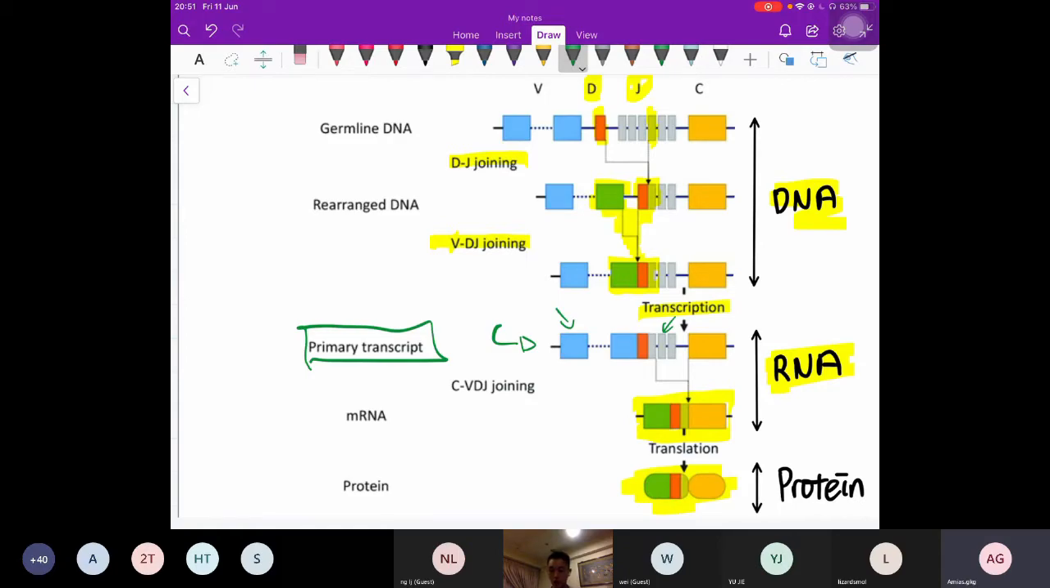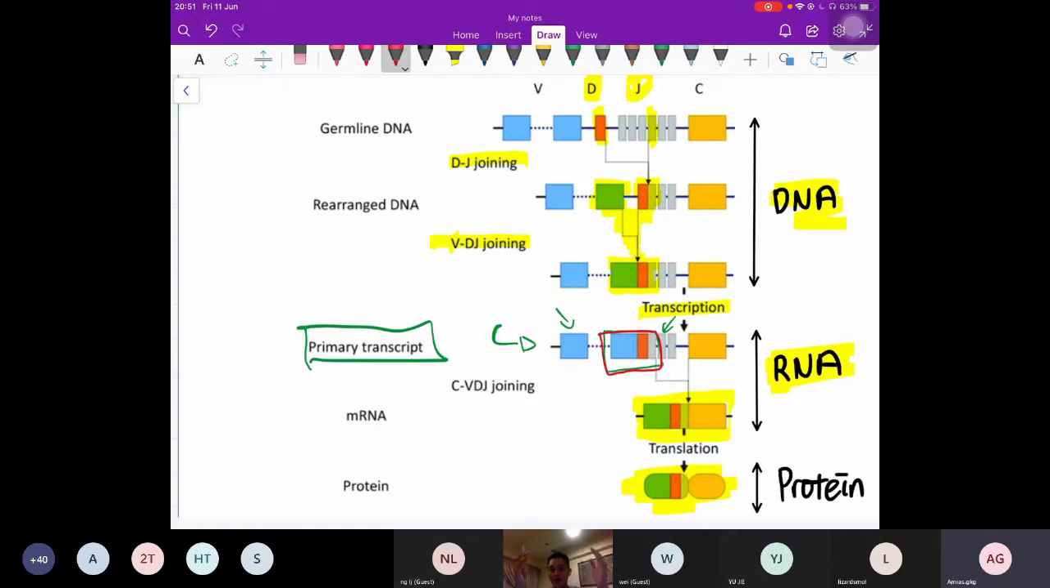RNA splicing brings your VDJ recombination, this portion here, beside your C gene segment. Okay, and why does it bring it beside? You don't use that in your exam. It's just for you to understand. So you bring that beside your C gene segment, so that you now have all 4 gene segments of your heavy chain ready to be translated to give you your BCR, your B cell receptor.